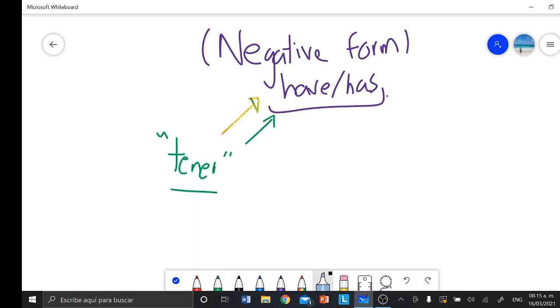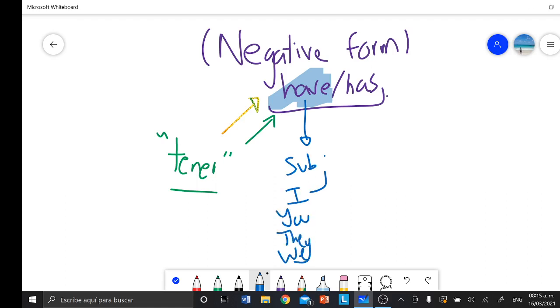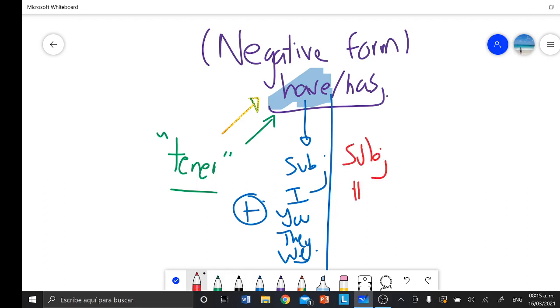Un repaso rapidito, remember the have. This one in affirmative sentences is only used with the subjects I, you, they, and we. Only in affirmation, right? Or affirmative sentences. And then the other one, which is has, is supposed to be used only with the subjects he, she, and it.